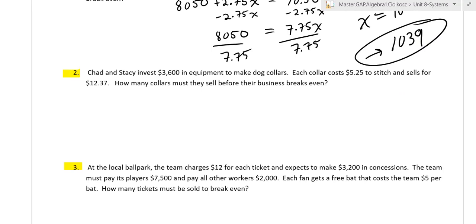Now, number 2. Chad and Stacy invest $3,600 in equipment to make dog collars. Each collar costs $5.25 to stitch and sells for $12.37. So things that are costing me money, if I'm investing it, it's over here. And it's $5.25 for each, so that gets an x. Equal to, I'm selling them for $12.37 each. Solving.